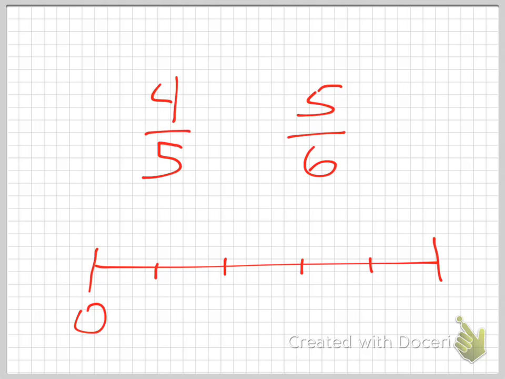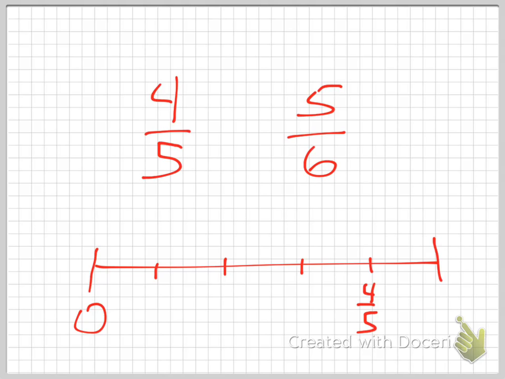Where's 4/5, guys? The farthest one. If this is 1/5, this is 2/5, this is 3/5, this is 4/5, right? It's the farthest one. 4/5 is way over here. This is 4/5.